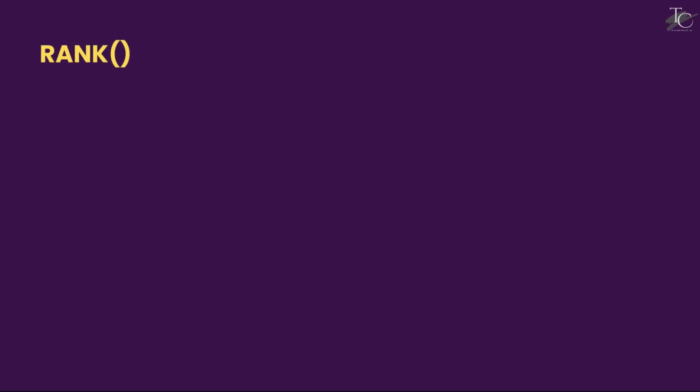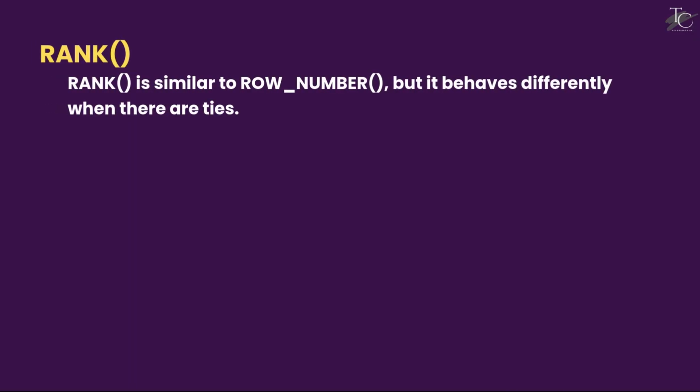Now let's look at rank. Rank is similar to row number, but it behaves differently when there are ties.